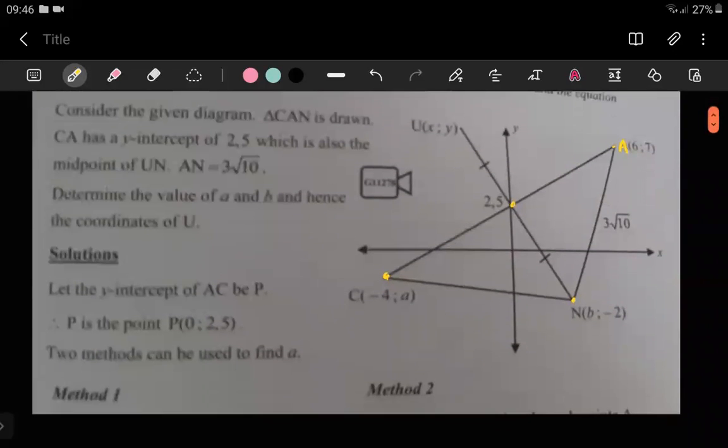And this is strange. It says let the y-intercept of AC be P. So P is this point. Okay, they're giving it a coordinate. So they gave this a coordinate 0 and 2.5, which is just 5/2. And then they said here, 2 methods can be used to find A. Okay, fine. We'll just see whatever it is that we're going to do to get A.